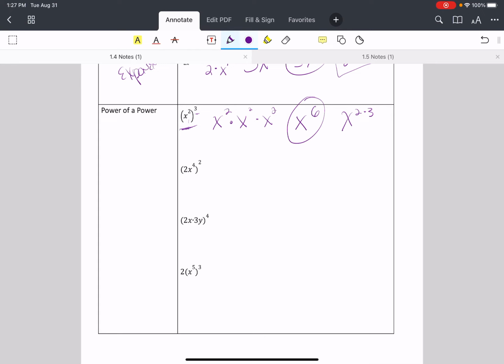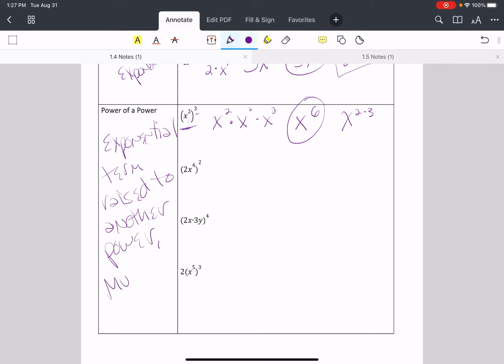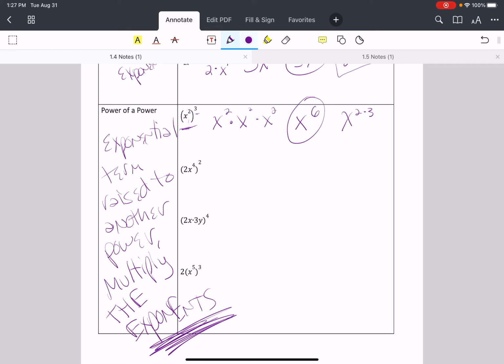So if I have an exponential term raised to another power, that's a fancy sentence, isn't it? Then you multiply the exponents. That's the tricky part. You multiply the exponents, not the base, the exponents.